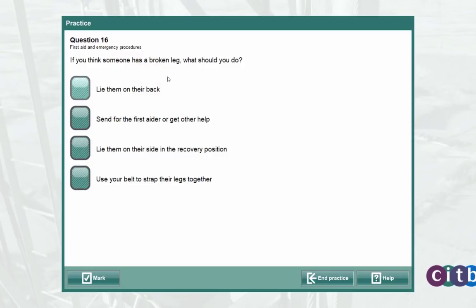If you think someone has a broken leg, what should you do? Lie them on their back. Send for the first aider or get other help. Lie them on their side in the recovery position. Use your belt to strap their legs together.